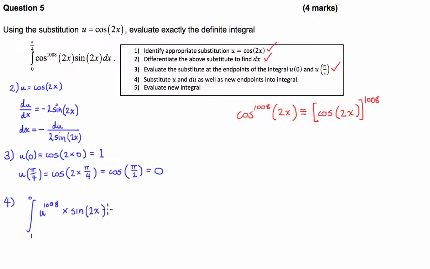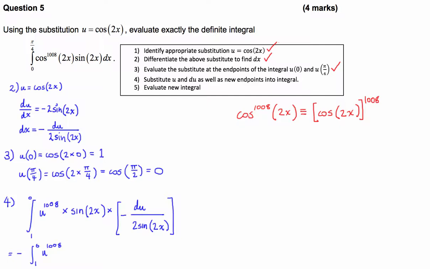So I'm going to put that in a bracket. So from here, guys, what we're going to do is we're going to simplify our function that we have here. To start with, I'm going to move the negative sign out to the front of the integral. I'm still going to have this u to the power of 1008.